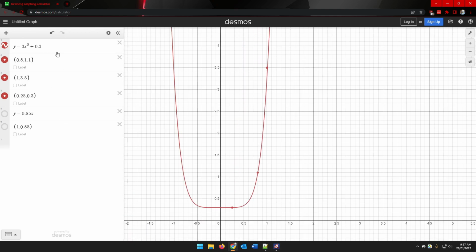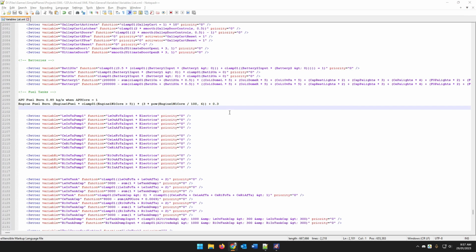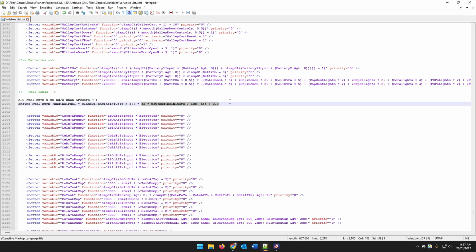The equation for this can be seen here, which is y equals 3x to the power of 6 plus 0.3. When converted into Funky Trees, that turns into this code here, which is 3 times, and then power, because there's no exponents in SimplePlanes, so I just have functions, so pow engine N1 core, comma 6 is the equivalent of to the power of 6.